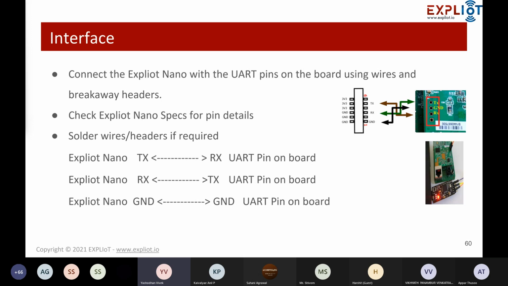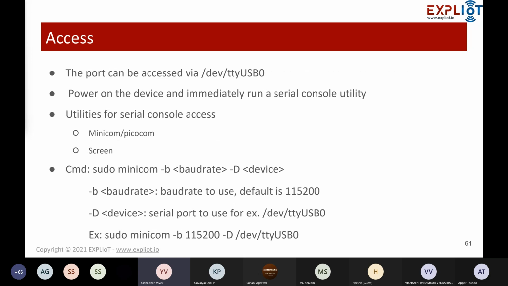Once you have this setup ready, you can use certain utilities like Minicom, Picocom or screen, where you try to access the device at certain baud rates. Let's say most of these devices by default come with either 115200 or 9600 baud. This is something default that an attacker can try.